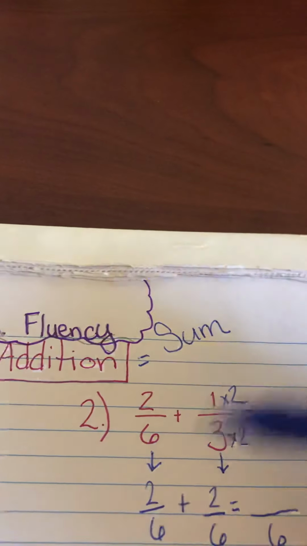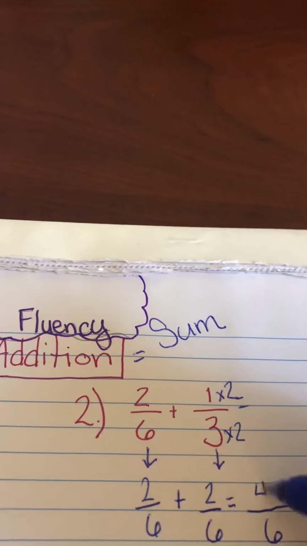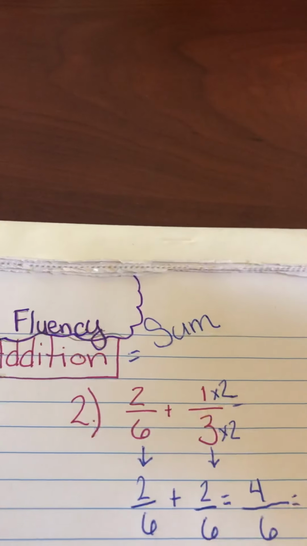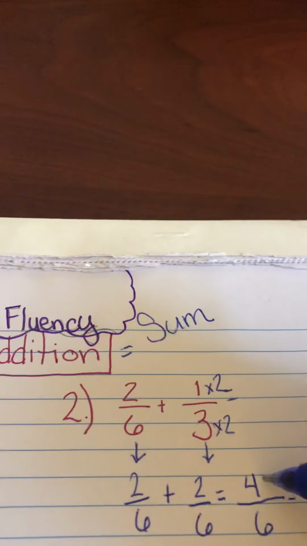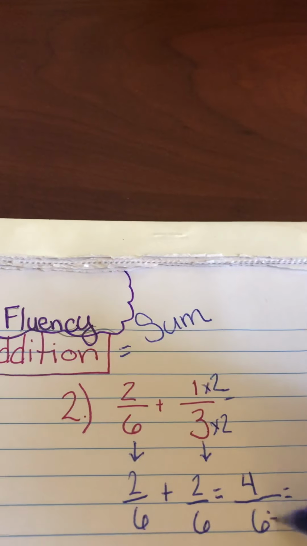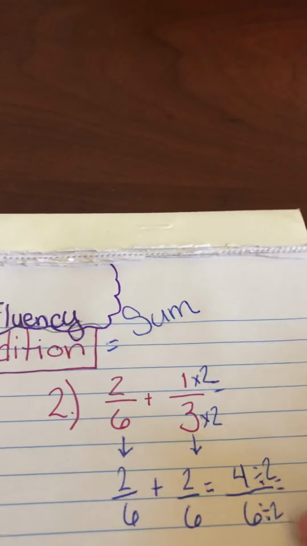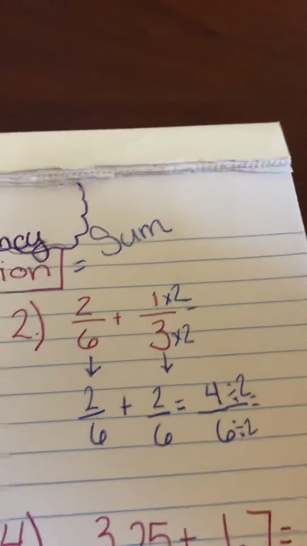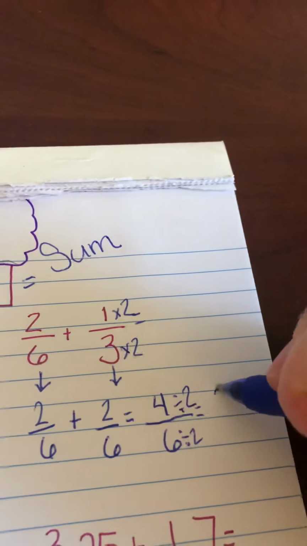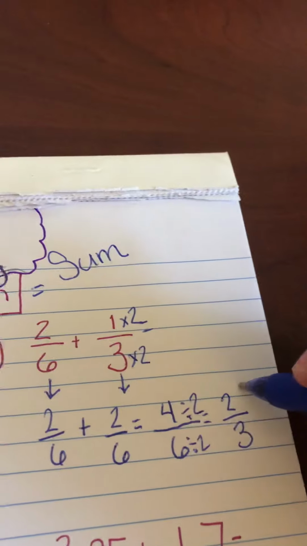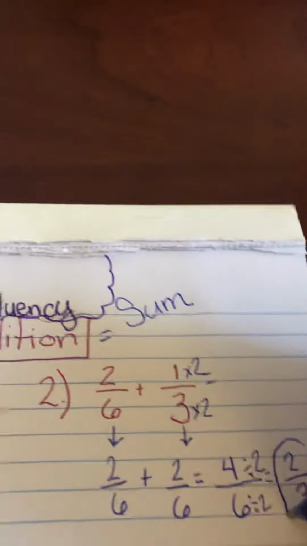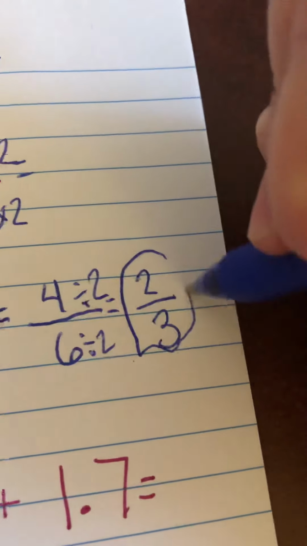So you're going to have 6. 2 and 2 are 4. And you guys should know this can get simplified. What number can go into both a 4 and a 6? So you get to divide both by 2. Bet you at least half of you forgot that step right there. Don't forget that step. And your sum is, try to circle, 2/3.